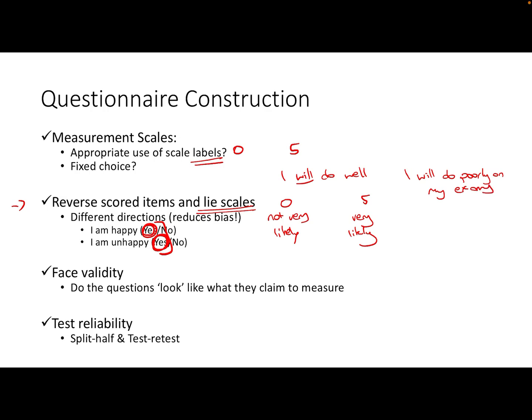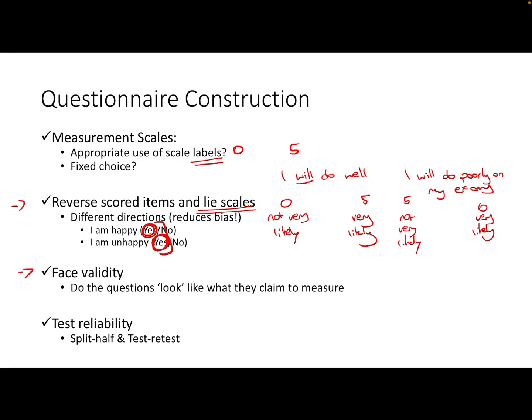And here you have opposite scoring. So here you would very likely becomes a 0, and not very likely becomes a 5. So you can have them written in opposite directions and then scored in opposite directions as well. And this just prevents participants from lying, or at least you can determine when they are lying.